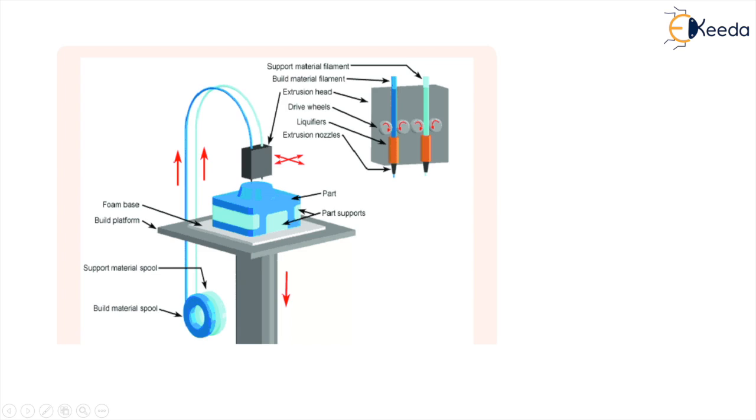See here, this dark color is our part and this faint blue is our support. This bed or platform goes down and down as we make the part layer by layer. We started from this base adding material, and as we go on adding material, this platform gets lower and lower. So this is the fused deposition modeling technique.